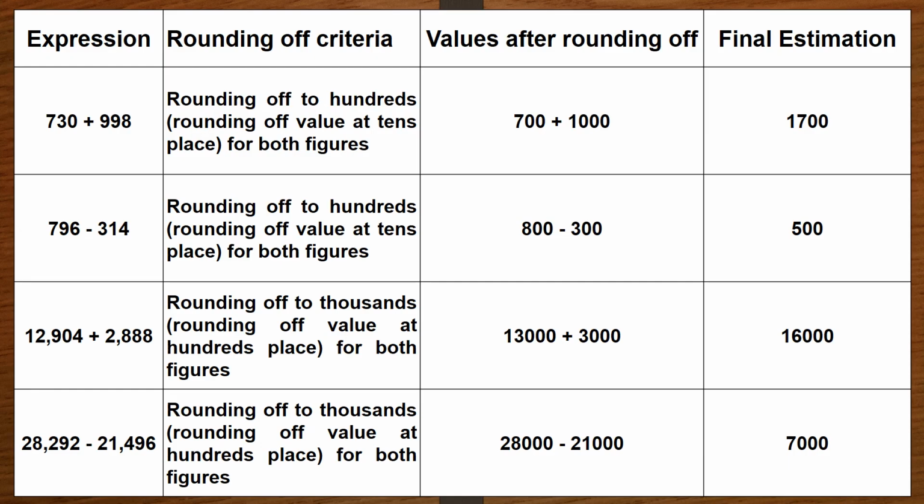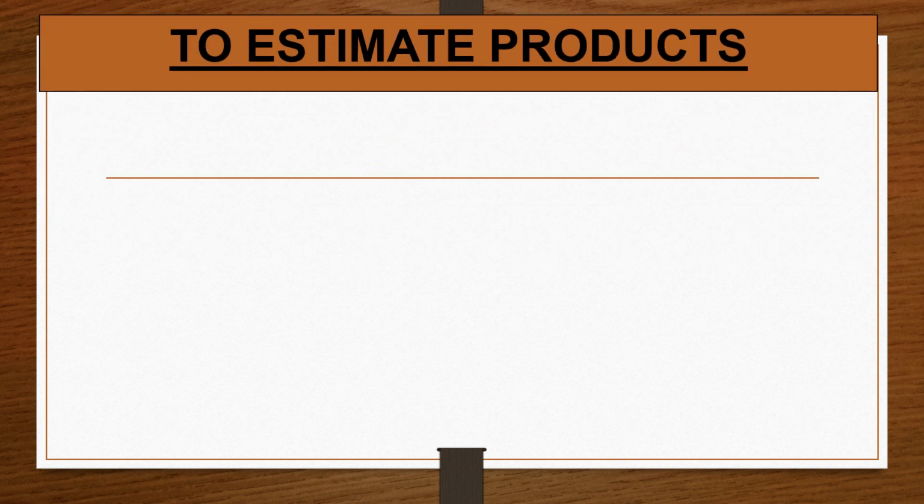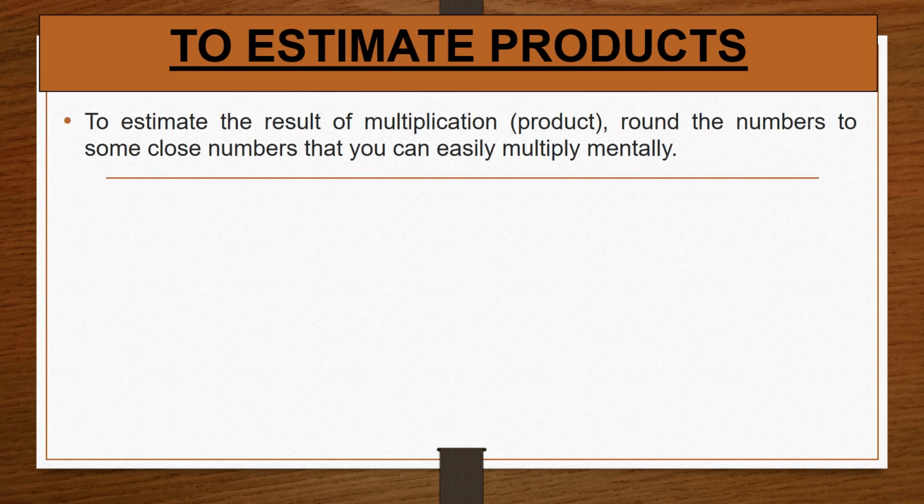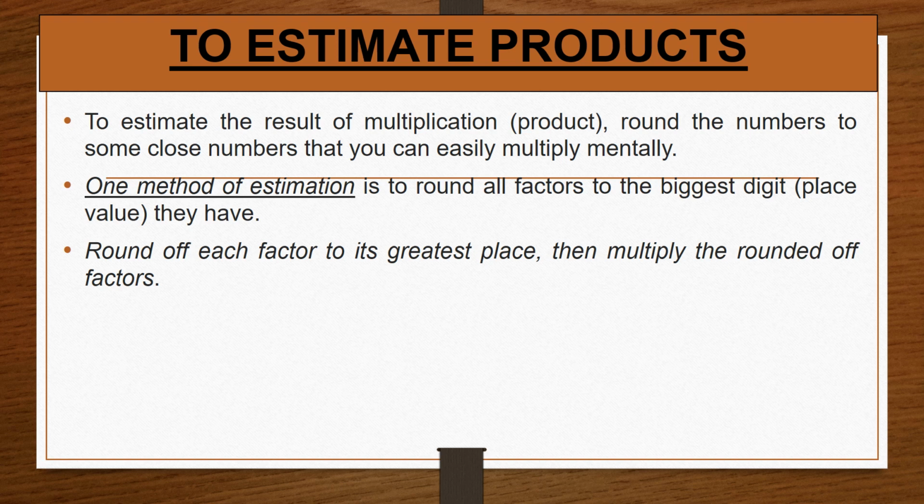Here you have some more examples to estimate sum and difference. Next topic is to estimate products. To estimate the result of multiplication, round the numbers to some close numbers that you can easily multiply mentally. Round off each factor to its greatest place. Then multiply the rounded off factors.